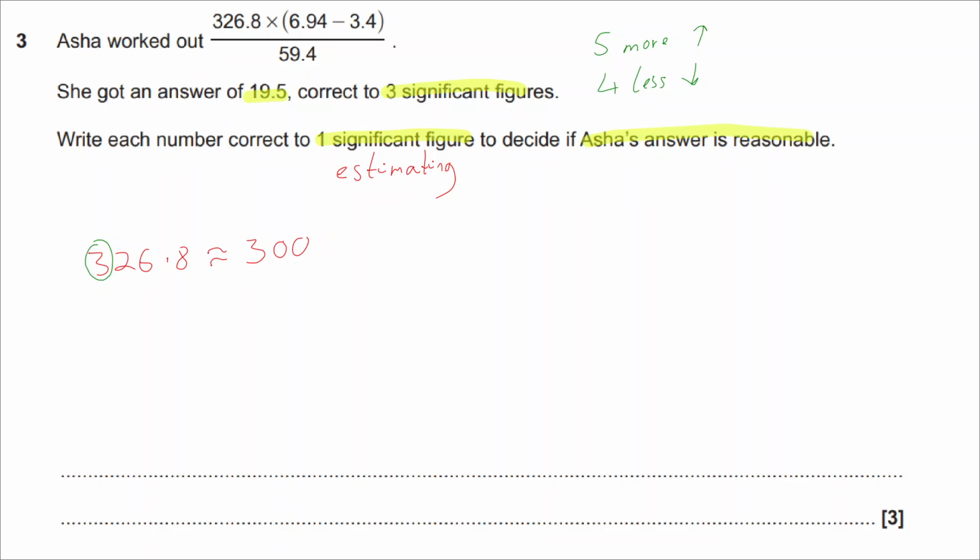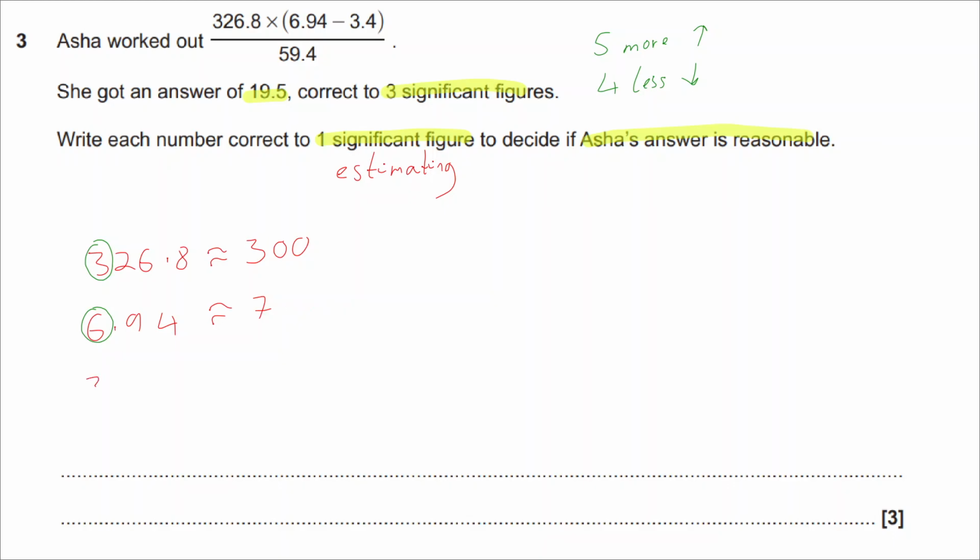And you've got to go and do this for all of your numbers. So you've then got 6.94, where your first significant figure is the 6, and you look at your number to the right, which is a 9, which of course is bigger than 5, so the 6 becomes a 7, and the numbers afterwards become zeros, so it's going to be approximately equal to 7.00, which of course is just the same thing as 7.